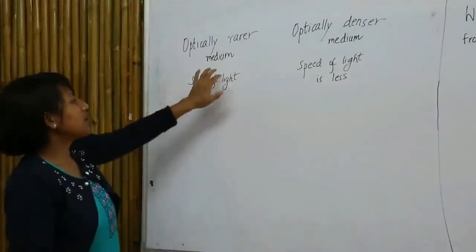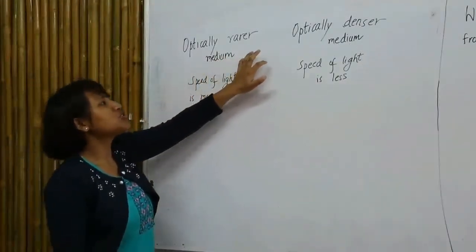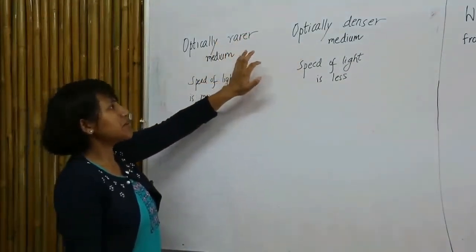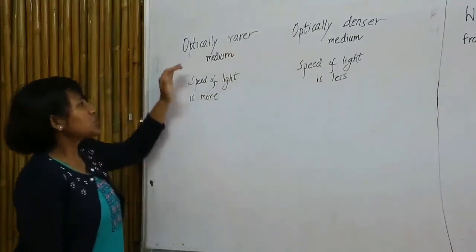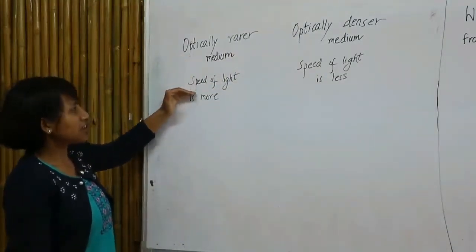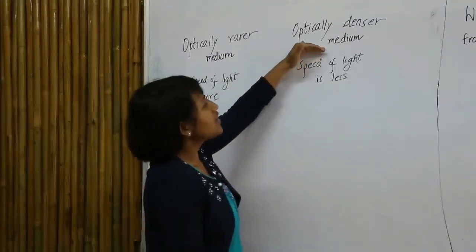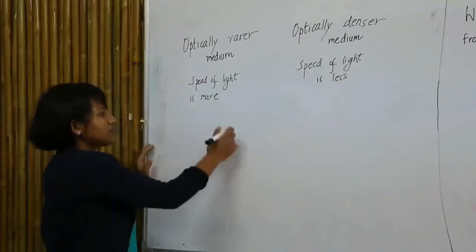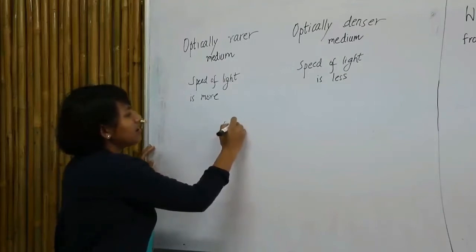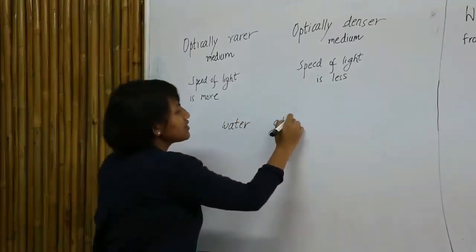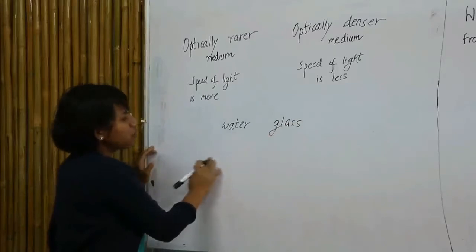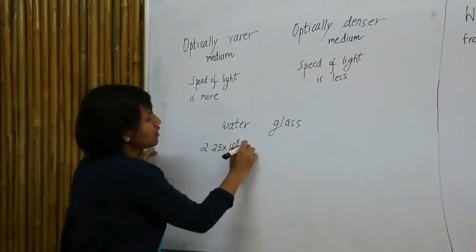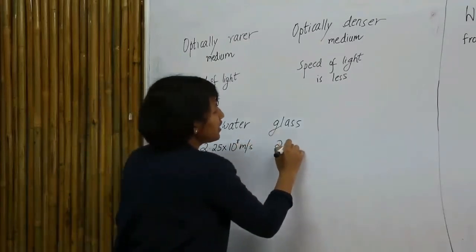Now we'll talk first about the two media, optically rarer medium and optically denser medium. This is a medium in which the speed of light is more, whereas this is one in which the speed of light is less. So for example, like water and glass. The speed of light in water is 2.25 into 10 to the power 8 meter per second, but here it is 2.